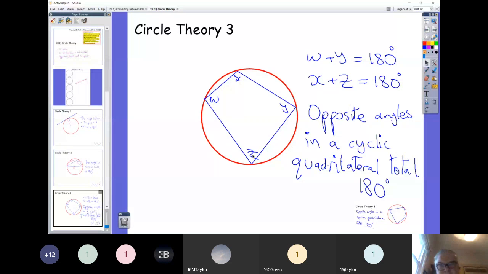Now, how would you justify that? What reason would you give? You would say opposite angles in a cyclic quadrilateral total 180 degrees. So that is the third one we've looked at. Opposite angles in a cyclic quadrilateral total 180 degrees.